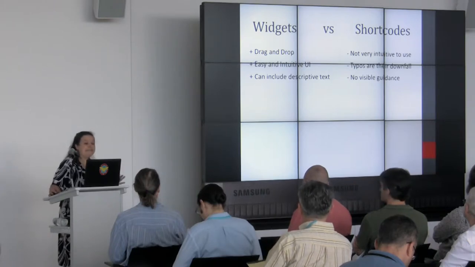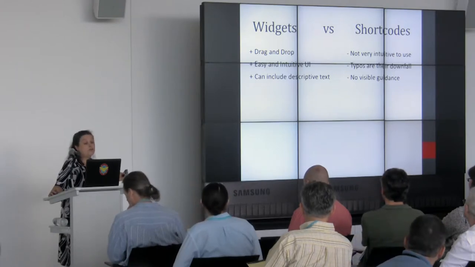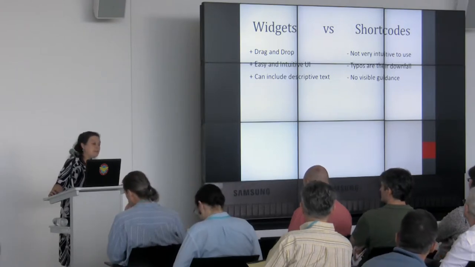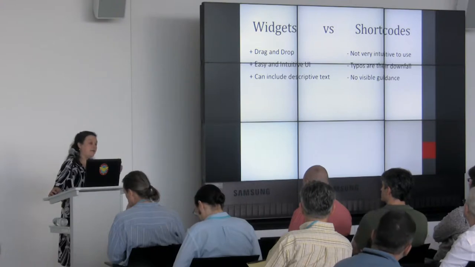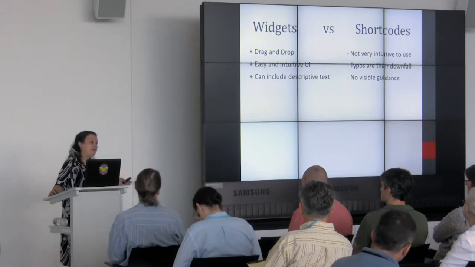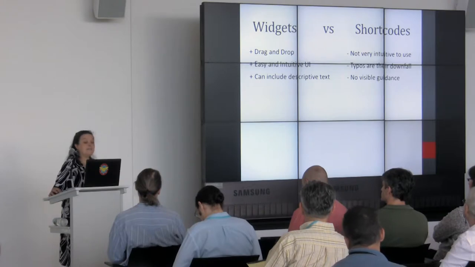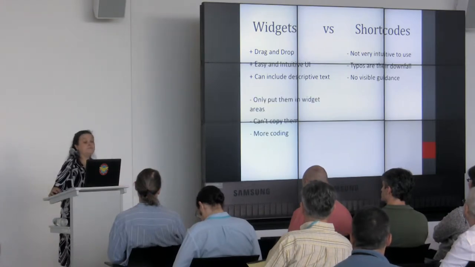Shortcodes, on the other hand, are not so intuitive to use. If you make typos, you type the attribute wrong, you forget an end quote, there's all kinds of things that can go wrong there. And with shortcodes, unless the developer has also built in a UI as a button in the TinyMCE editor, there's no visible guidance. So it's up to the user to know what the attribute names are, what to use as an attribute or content, and you've hopefully provided some documentation, but it's not necessarily right in front of them.